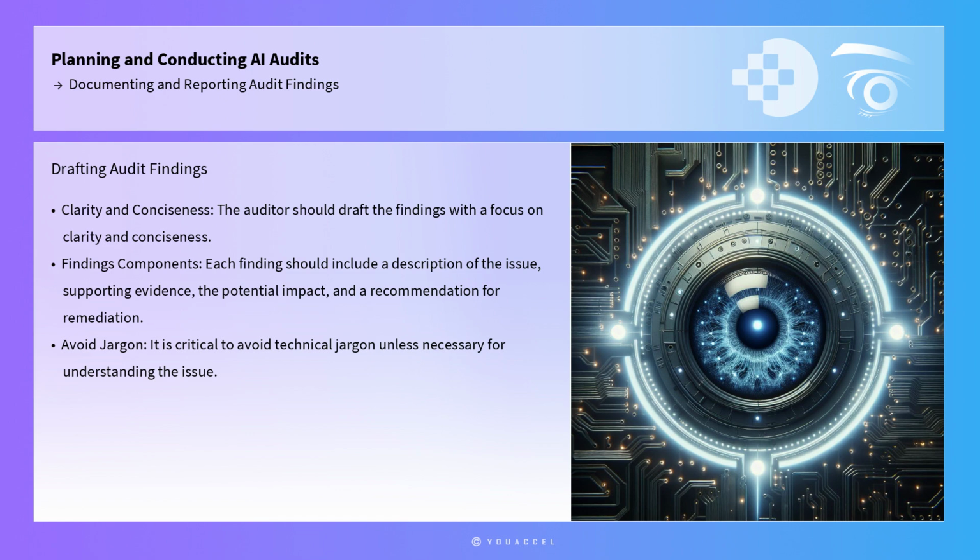Once the evidence is organized, the auditor should draft the findings, focusing on clarity and conciseness. Each finding should include a description of the issue, supporting evidence, the potential impact, and a recommendation for remediation. It is critical to avoid technical jargon unless it is necessary for understanding the issue and to provide explanations for any complex terms used.